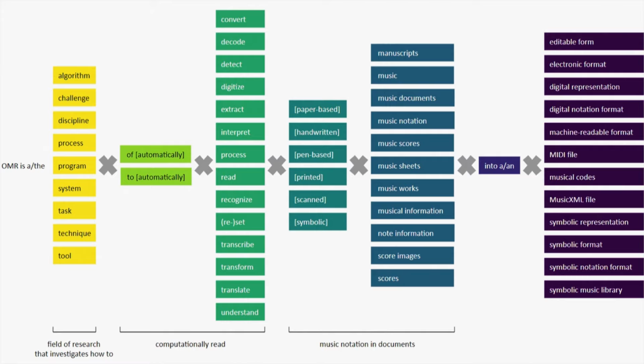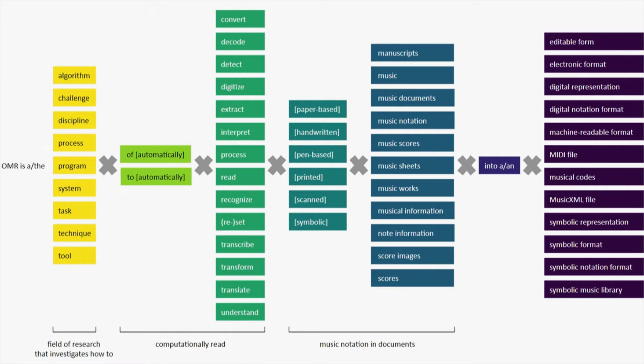Now let's break that down a little bit. Why field of research? Well, obviously it's some research that is being done, and all of the other things like a task or a program usually have a clear input and output, whereas optical music recognition has a variety of inputs and outputs. Computationally reading is the most concise way of actually reading something in documents.